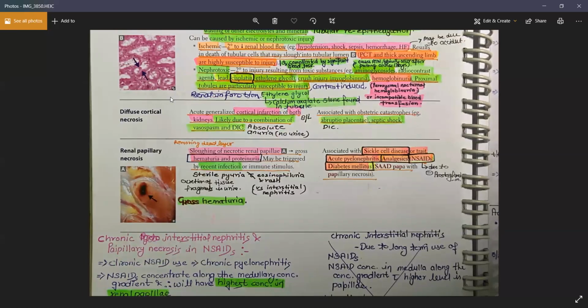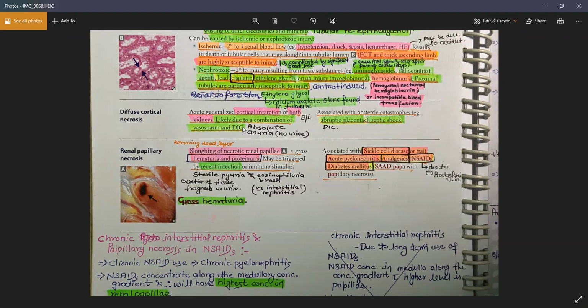Now you have a diffuse cortical necrosis. As the name suggests, in this case, you're going to have a necrosis of the cortex of the kidney. As a result, a generalized infarction of both the kidneys in the cortex will happen. It could be due to a combination of a vasospasm as well as DIC. So having a history of DIC is important. Having a history of vasospasm is also important.